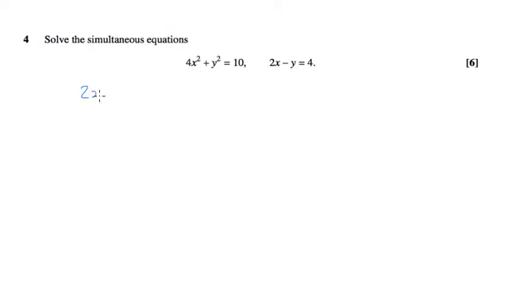So I'm going to take the 2x, take away y equals 4, and make y the subject. To do that, I'm going to add on the y to make it positive, and then take away that 4. So we've got that y is equal to 2x take 4.